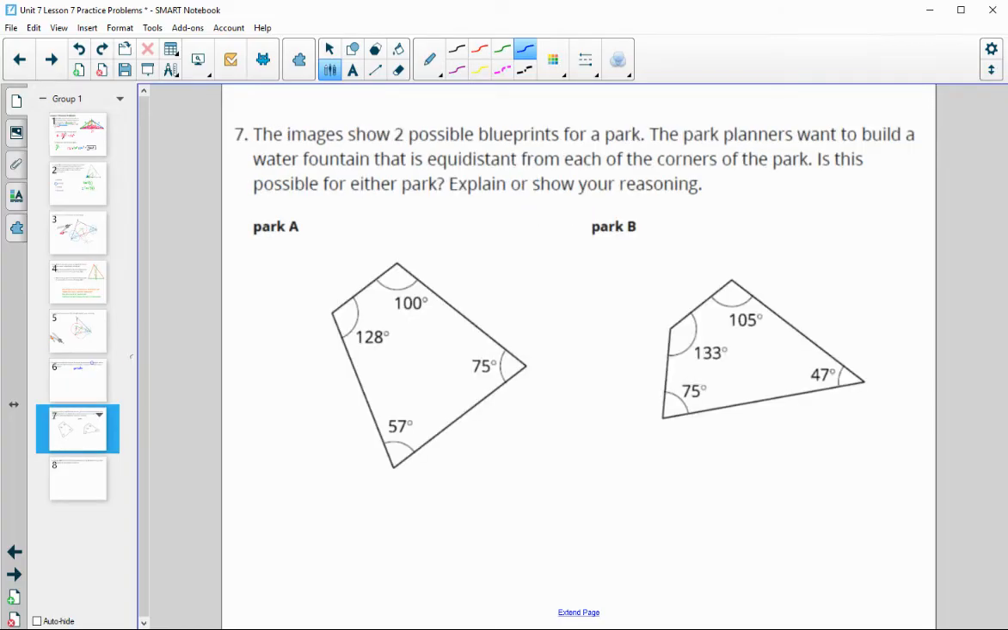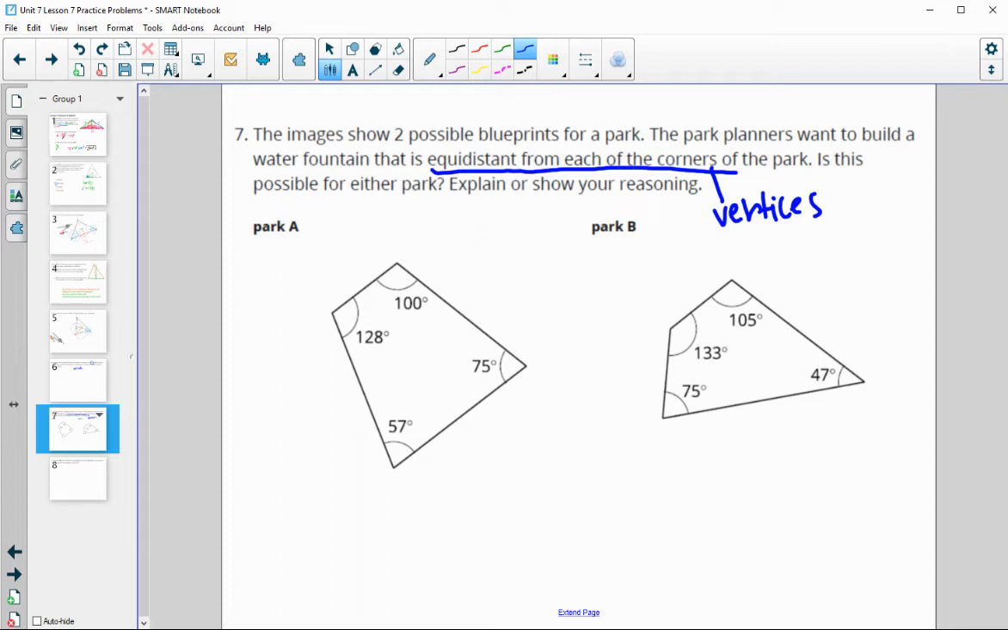Number 7, the images show 2 possible blueprints for a park. The park planners want to build a water fountain that's equidistant from each of the corners. Okay, the corners in this case being the vertices. Is it possible for either park? Explain or show your reasoning.